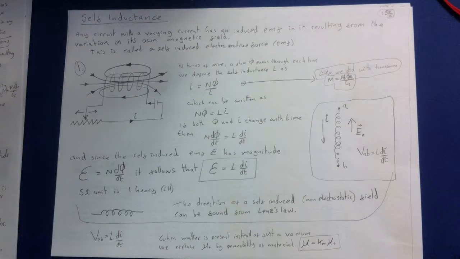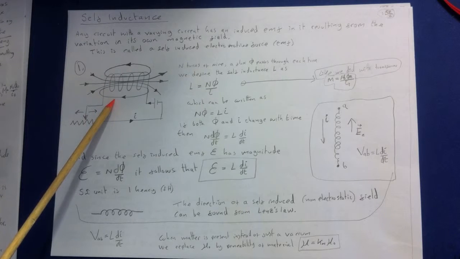Hence, any circuit with a varying current has an induced EMF in it resulting from the variation of its own magnetic field. Such an EMF is called a self-induced electromotive force. As an example, suppose a circuit contains a coil with N turns of wire, as in this diagram here, and that a flux passes through each turn.